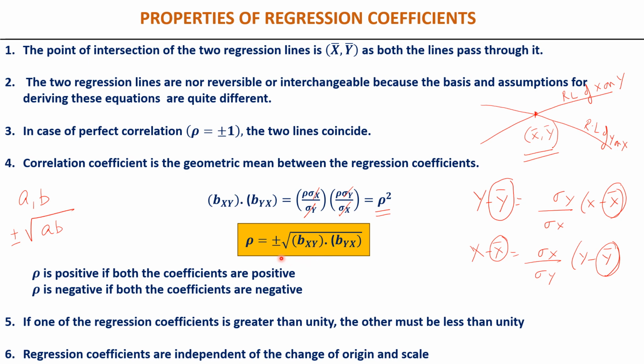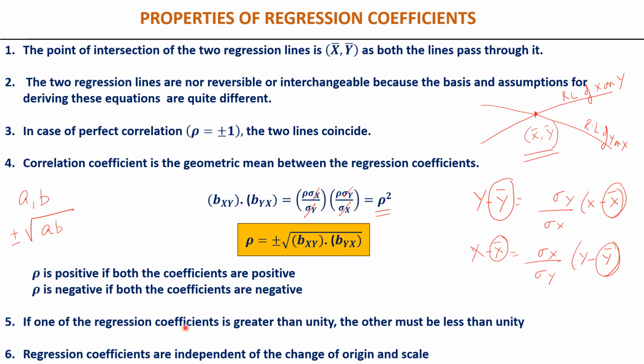Perfect. Now, coming to the sign, we said rho equals plus or minus. What would be the sign of rho? Naturally, you would all know that bxy contains rho, sigma x, sigma y, and byx also contains rho, sigma y, sigma x. It's only the position of sigma x and sigma y that changes, but the terms that are used to obtain the values are the same. Therefore, either both bxy and byx will be positive or both will be negative. So we decide the sign of rho based on the sign of bxy and byx. If both are positive, then rho is positive. But if both are negative, then we take rho to be negative. So this plus or minus can be segregated that way depending on the sign of the coefficients.